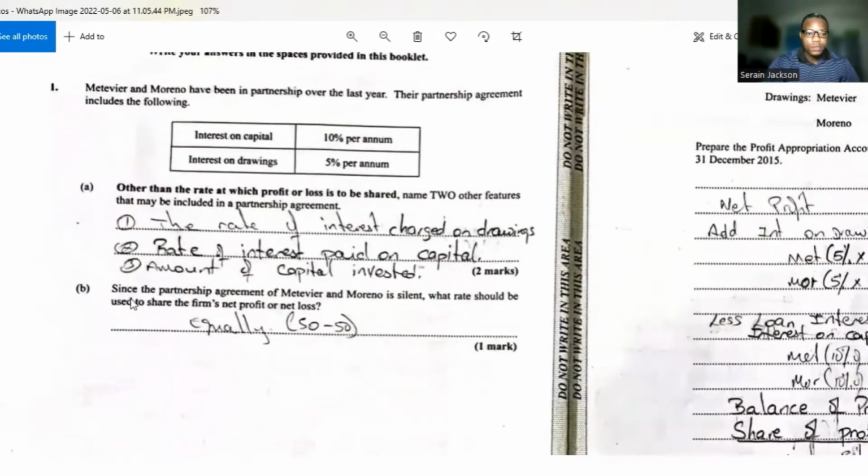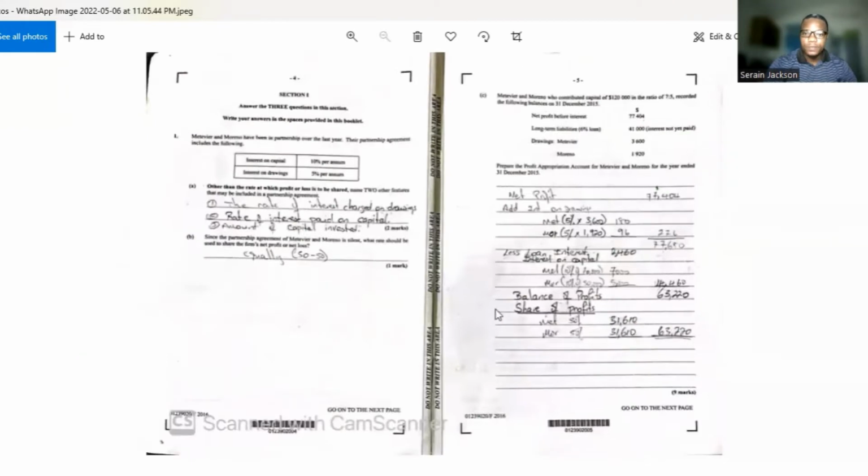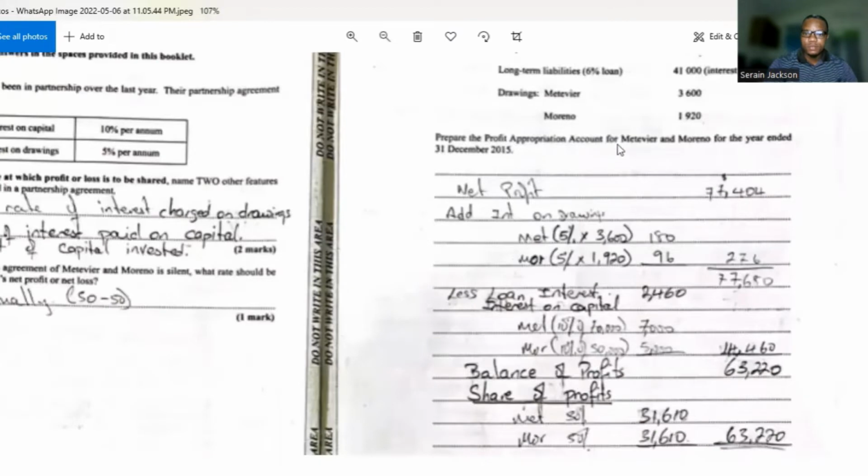Part B says, since the partnership agreement of Metivier and Moreno is silent on the profit and loss sharing rate, what rate should be used to share the firm's net profit or net loss? Where the partnership agreement does not speak specifically to profit sharing, then it will be shared 50-50, or equally. So that's the first part. That's 3 marks. Very simple so far.